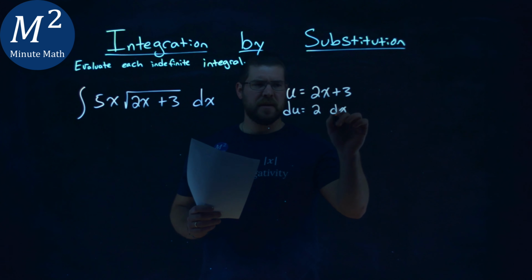Okay, so I want to see if I can rewrite this in terms of u and du's. Inside the square root is easy, that's an easy u to find. Now, my dx here, well, I have a 2 dx as du.